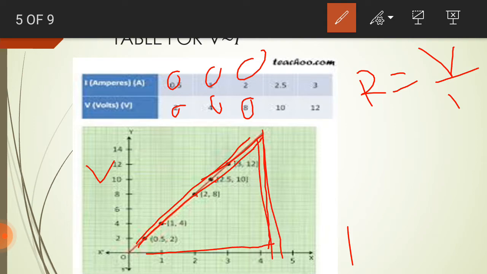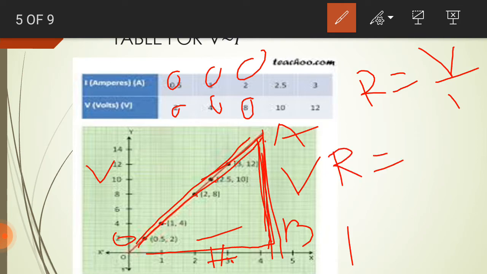So you see, the y-axis represents V and the x-axis represents I. Suppose this is O, this is A, this is B. V by I means R. In this graph, V will be AB and I will be OB. So if we divide AB by OB, we will get the resistance. We will call this the slope angle and this is the slope.